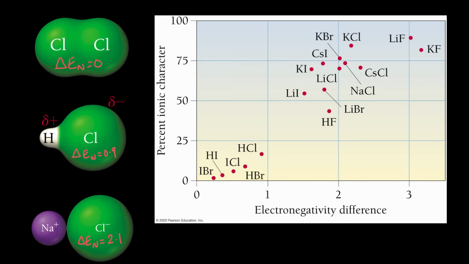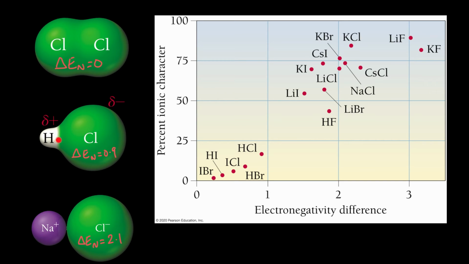This is a wonderful graph from our textbook, and it shows the electronegativity difference on one axis versus the percent ionic character on the other axis. For chlorine over here, there's no difference in electronegativity, so clearly it is 100% covalent or 0% ionic. It would fall right here on our graph. Whereas with something like HCl, the difference in electronegativity is 0.9, and we can see it's on the order of 20 to 25% ionic, so about 80% covalent.